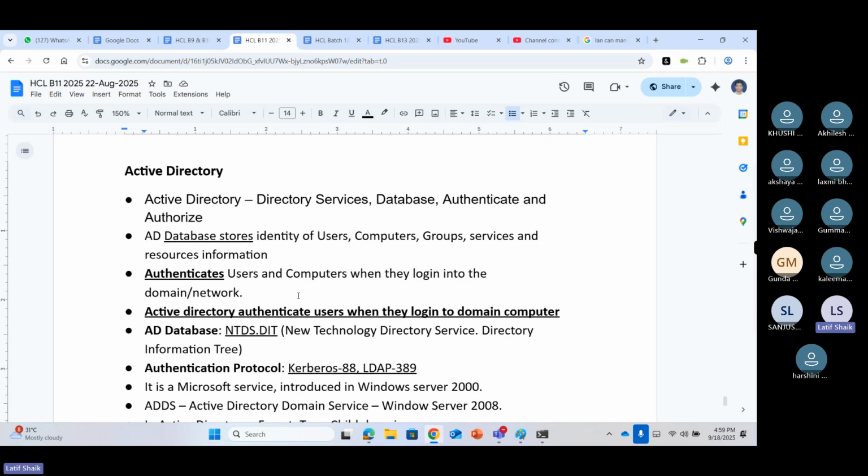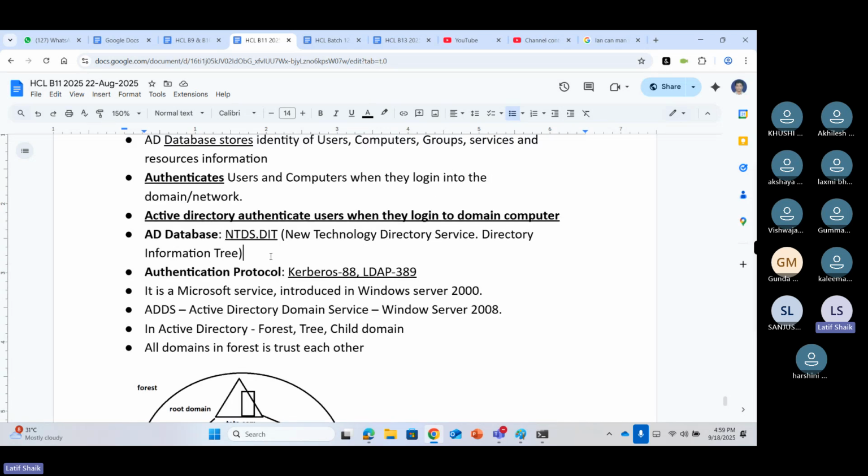As I said, Active Directory database. Database means there is a file, right? So a database file is there. The file name is NTDS.DIT. New Technology Directory Service, Directory Information Tree. That is the Active Directory database file name.